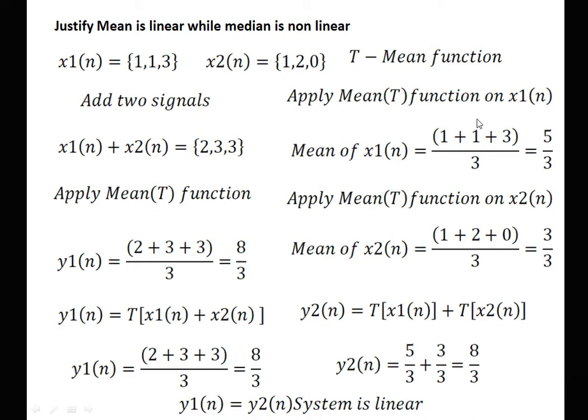Now in the second case, we apply the mean function on the individual signals. By applying the mean function on x1[n], we get the answer 5 by 3, and on the second signal we get the answer 3 by 3. After that we add those two answers, that is 5 by 3 plus 3 by 3, and we get 8 by 3. The answers of y1[n] and y2[n] are the same, therefore the system is linear in nature.